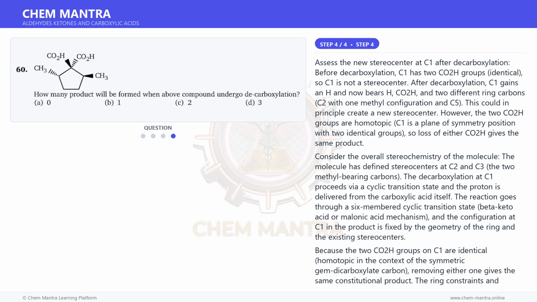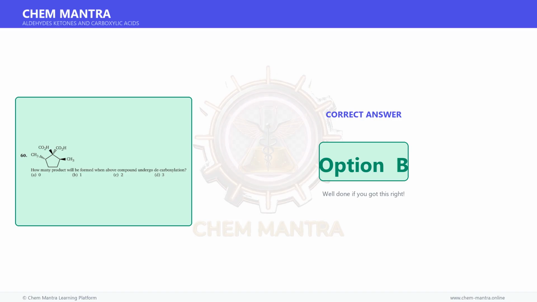A. 0 is wrong because decarboxylation does occur readily for malonic acid derivatives. C. 2 and D. 3 are wrong because the rigid ring system and the homotopic nature of the two CO2H groups restrict the reaction to give a single stereochemical outcome. Only one product is formed. Therefore, the correct answer is option B.